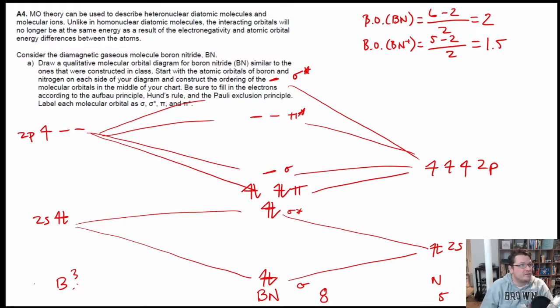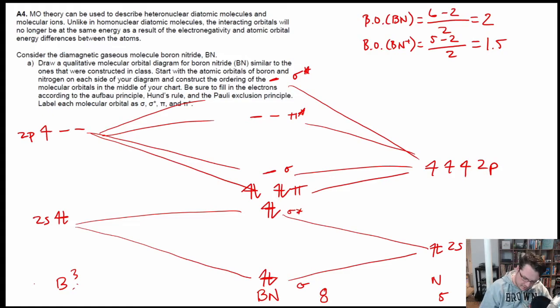The lower the bond order, the less stable it is. It's still going to be stable, still going to be bonded and everything. It's just not going to be as strong, not as stable as it would be if it was on its own. So that's how you end up with a bond order of 1.5 in that case.